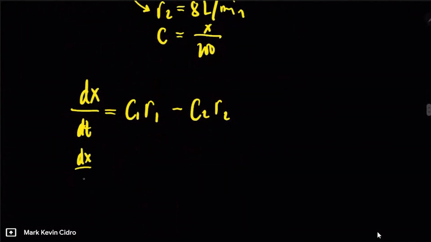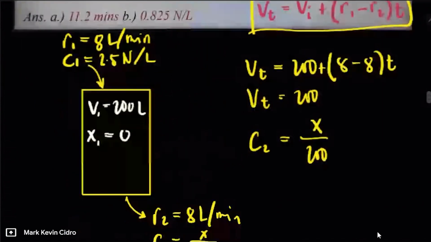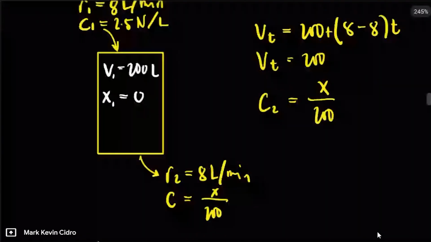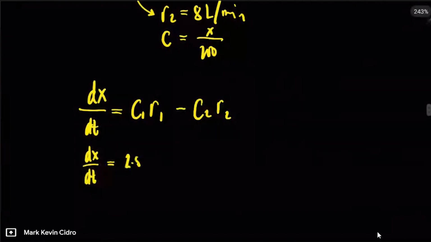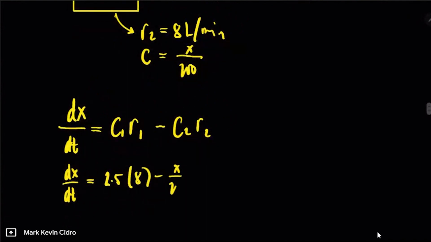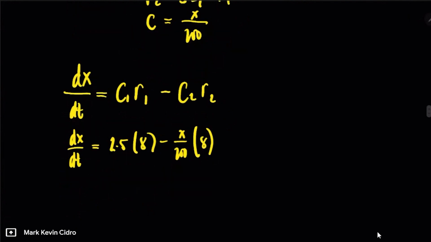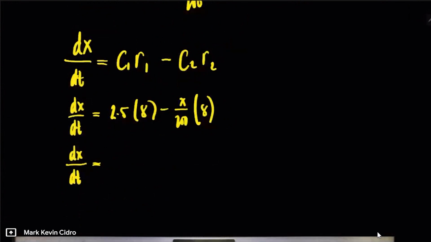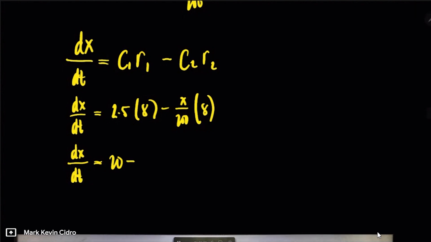dx over dt: we already have the value of C1, which is 2.5, it's right here, times 8. So this is 2.5 times 8, minus C2, which we have here as x over 200, multiplied by R2, which is also 8. Right? Let's simplify. This is dx over dt, equal to 2.5 times 8, that is equal to 20, minus 8 over 200, 0.04.